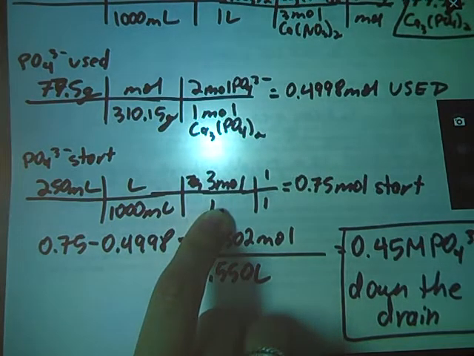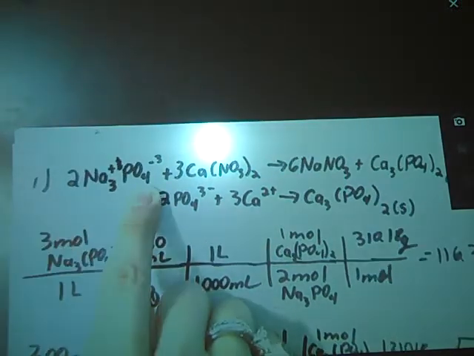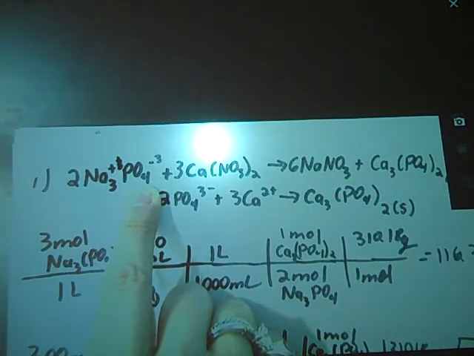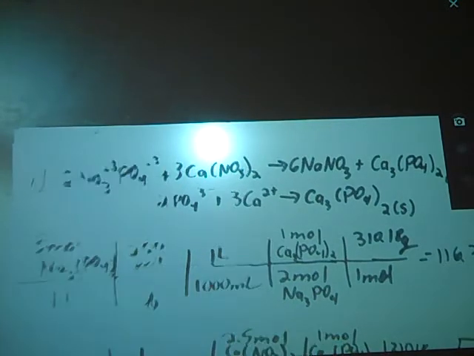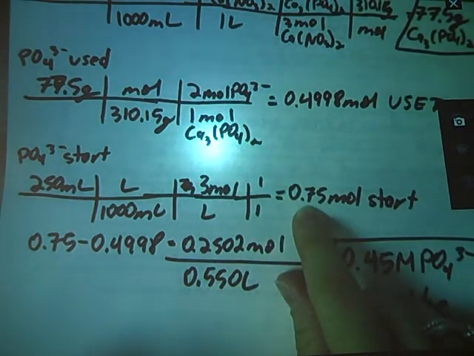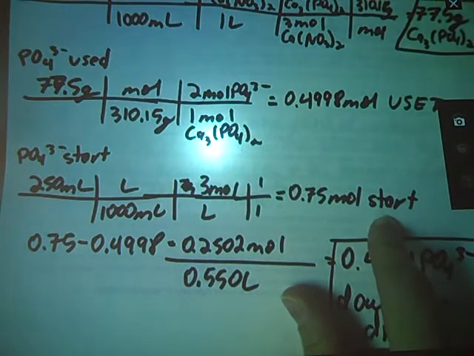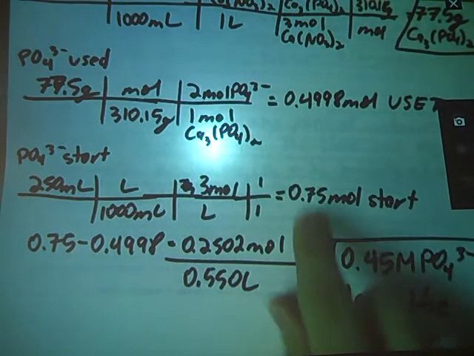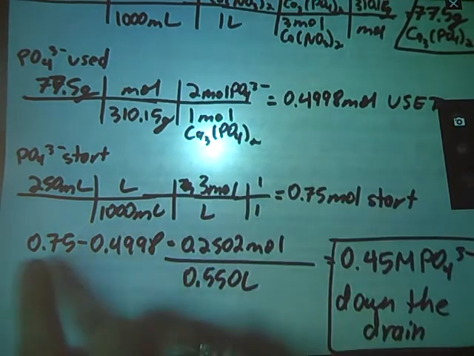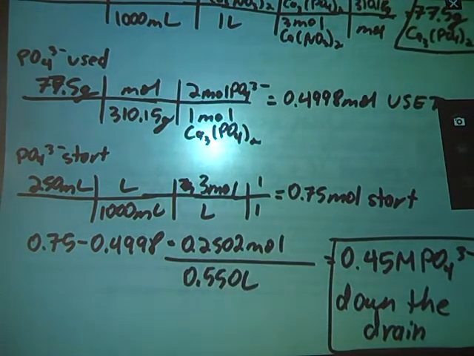Now we're going to look at that substance again. Sodium phosphate, if you look up here, per every 1 sodium phosphate molecule, you have 1 phosphate ion. So that's the 1-to-1 thing here. Tells me I had 0.75 moles to start with. So if I started with 0.75, I used up about 0.5 of them. That tells me I have 0.2502 moles left.